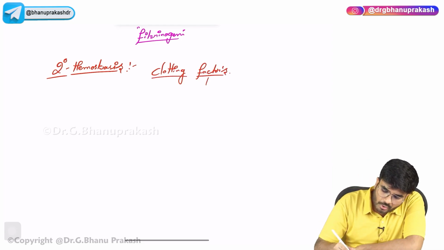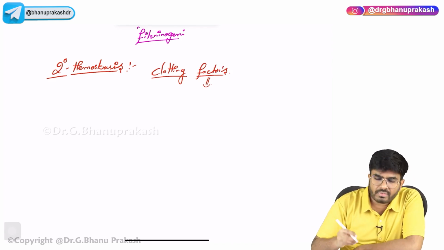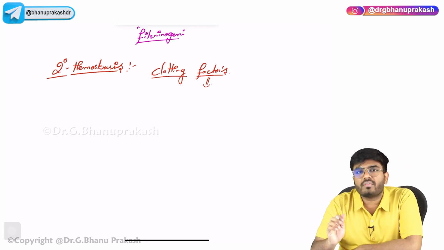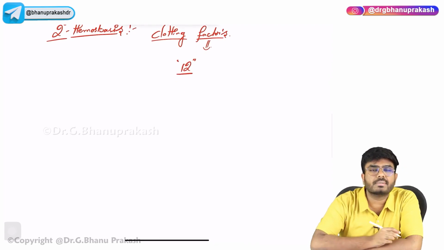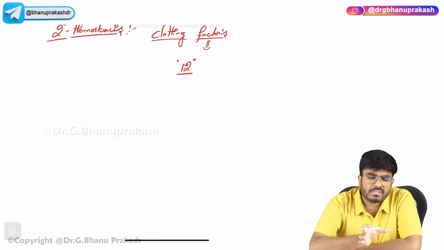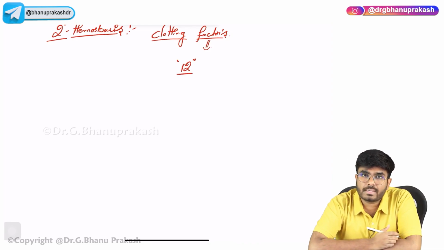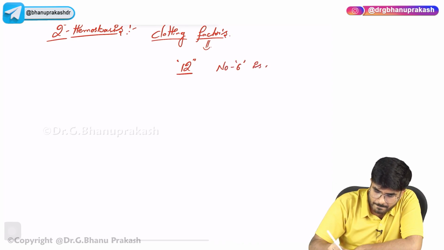How many clotting factors are there? If you look at the numbers, it will look like 13 clotting factors, but in reality there are only 12 clotting factors. The number is looking like 13, so who is missing? Clotting factor number 6 is missing.